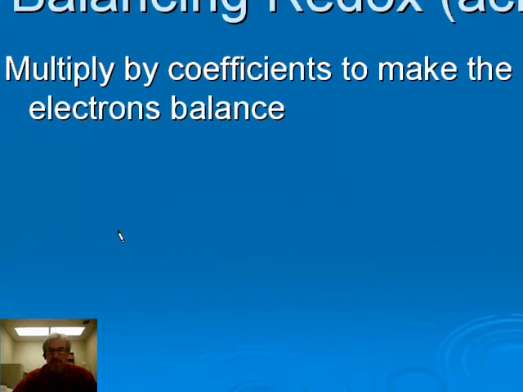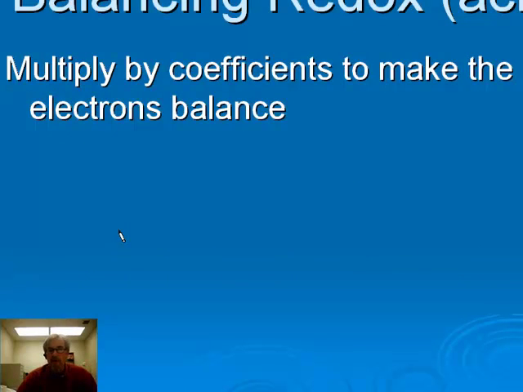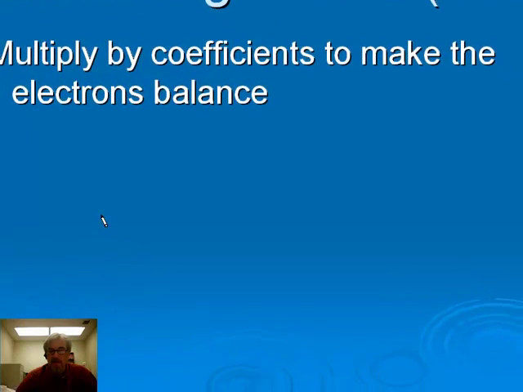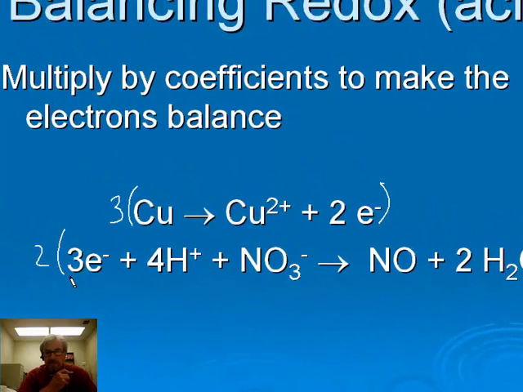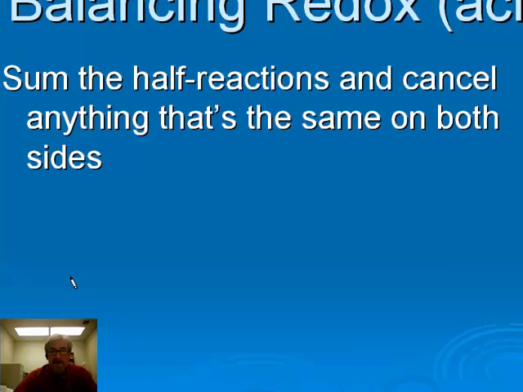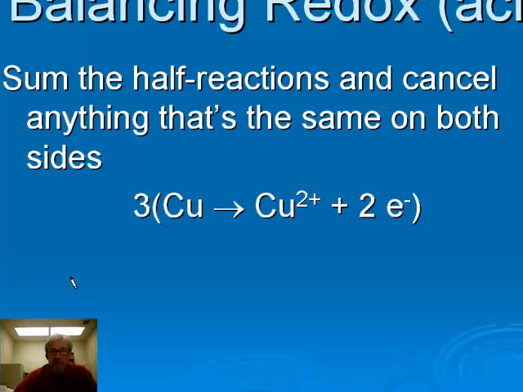So we'll fix that. Our next step is to multiply whatever you have to by coefficients to make the electrons balance, to make the number of electrons lost and gained the same. Like in the reaction that we're at so far, I'm losing 2 and I'm gaining 3. Well, 2 and 3 have a least common multiple of 6. And so I'm going to multiply the top reaction by 3, and that will have me losing 6 electrons. I'm going to multiply the bottom half reaction by 2, and that will have me gaining 6 electrons. Once you've got that fixed, the last step is to sum the half reactions up, and then, if necessary, cancel anything that shows up on both sides of the arrow.